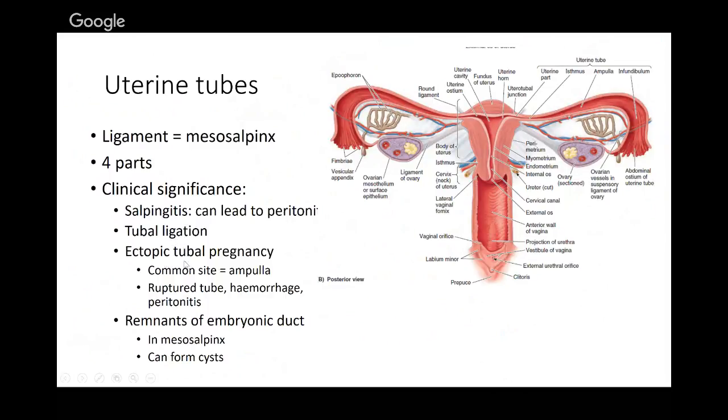When ectopic pregnancy occurs, specifically ectopic tubal pregnancy, the common site is going to be the ampulla. It can rupture and it can cause hemorrhage as well as peritonitis. Sometimes you have remnants of the embryonic ducts in the mesosalpinx, and that can form a cyst.